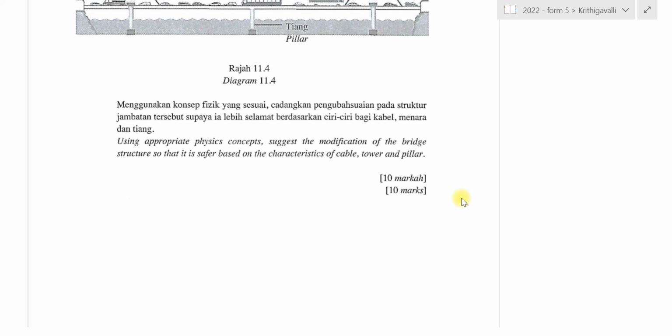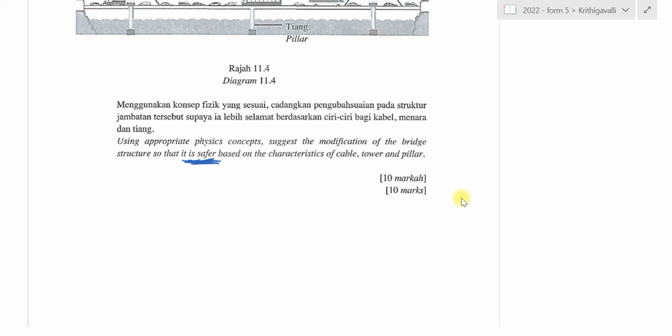This one we need to do modification. They just give you generally where you want to modify. It is not decision making. Decision making is very simple, they already modify and we need to choose with the correct reason. But this one we need to modify. Suggest the modification of the bridge structure so that it is safer. So our goal is the bridge must be safer.